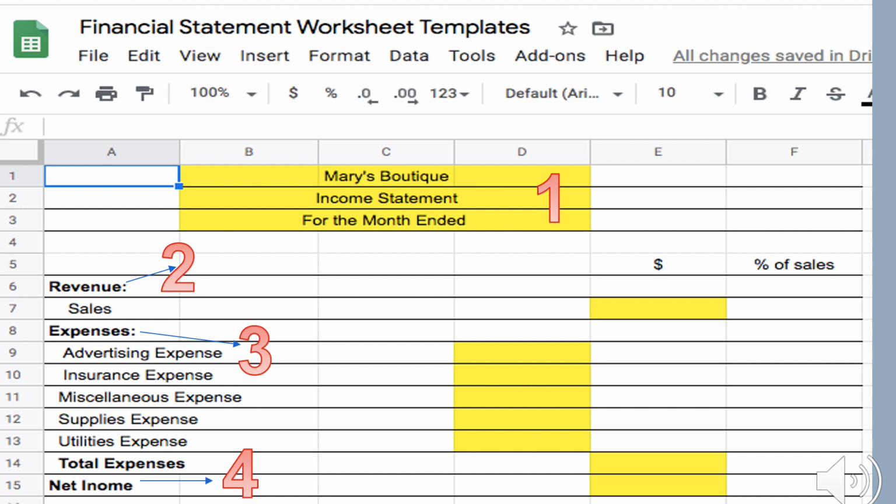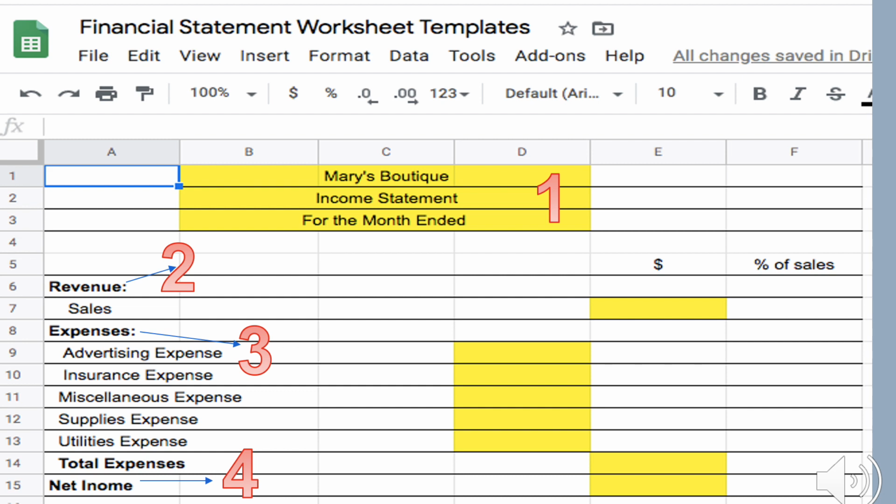I'm certain you're used to seeing financial statement worksheets in a Word document, but I chose to do it in the form of an Excel template worksheet in Google Docs if you're used to using that, just because I feel like it's easier for us to calculate using a worksheet template. And so here's a template showing the four major parts of the income statement.